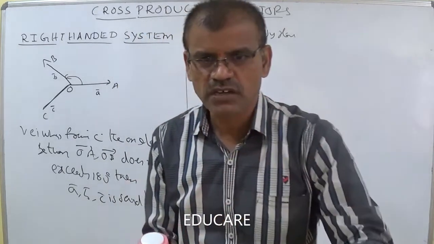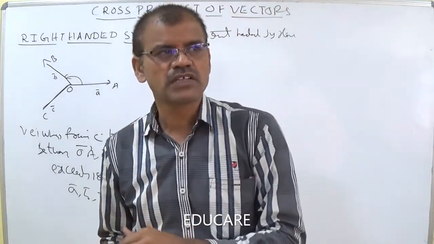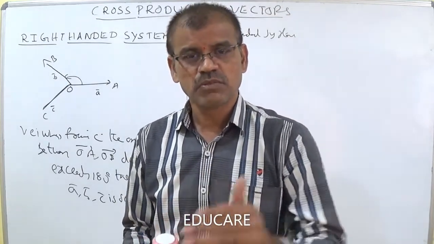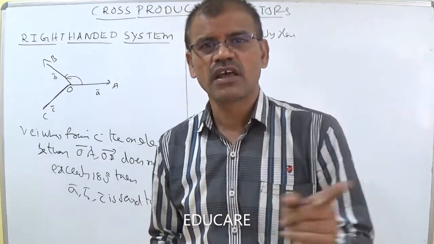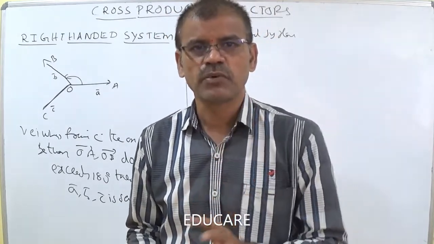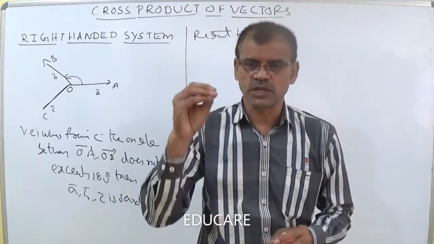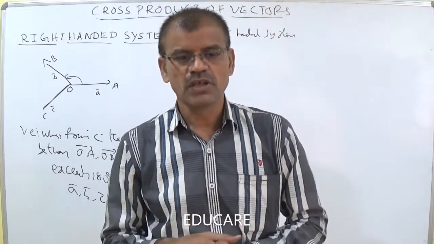Don't get confused that if you are using the amount of rotation with the right hand, it is a right-hand system, and if you are using the left hand, it is a left-hand system. That is wrong. Whether you use the right hand or left hand, the angle should be in the positive direction of the x-axis. If the angle is in the positive direction of the x-axis, it is said to be a right-hand system. If the angle is in the negative direction of the x-axis, it is said to be a left-hand system.